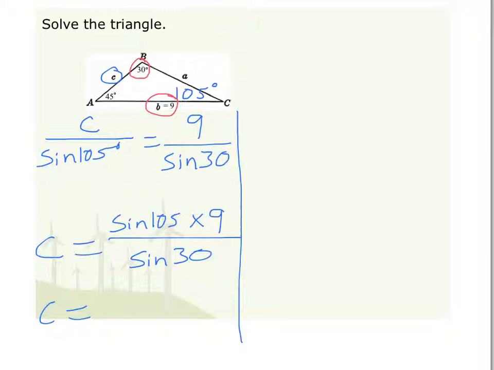All right. As far as a number answer there, I'll leave that one up to you. Okay? I think you can try to finish it off from there. Instead, I'll take the time to set up the next one to find a. a divided by the sine of 45.